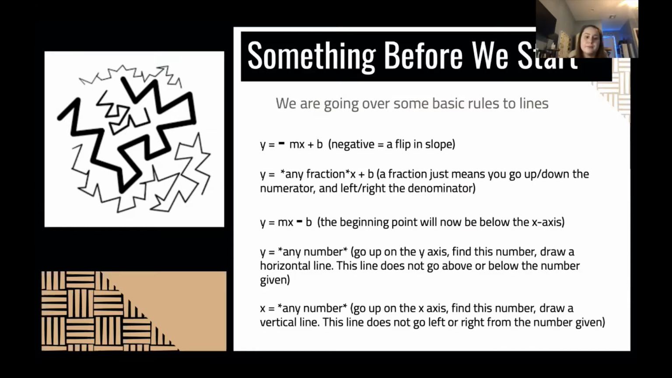Another basic rule, y equals mx minus b. That just means that the y-intercept is going to be below the x-axis, so it's going to be a negative.